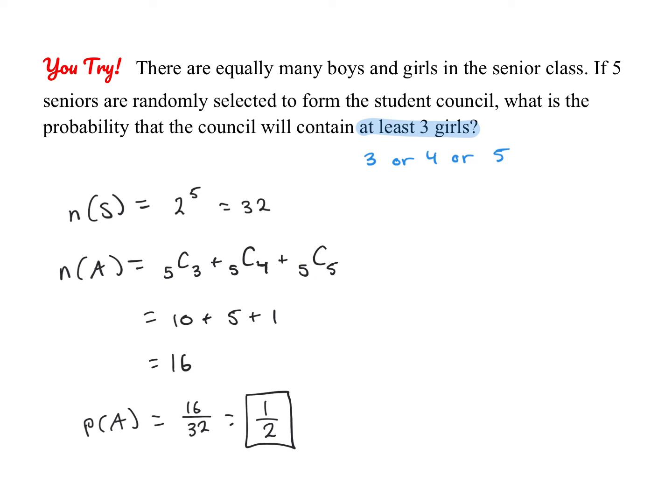And then to figure out the number of ways that you could have at least 3 girls, so that could mean 3 girls or 4 girls or 5 girls, you find those individual combinations and add them up, giving you 16 possible combinations. So your probability is 16 over 32, which is 1/2.